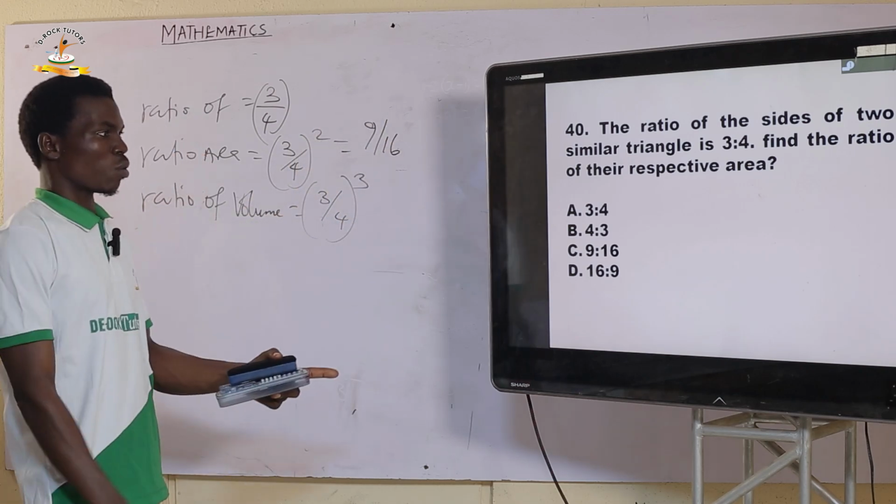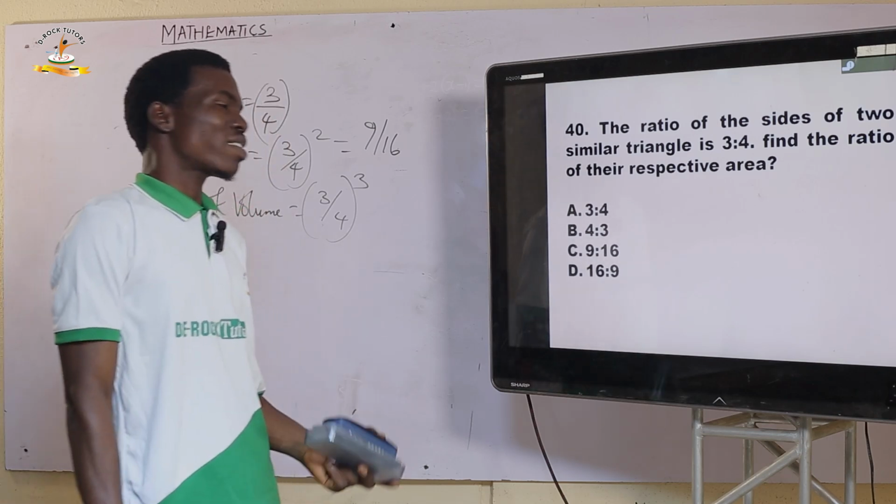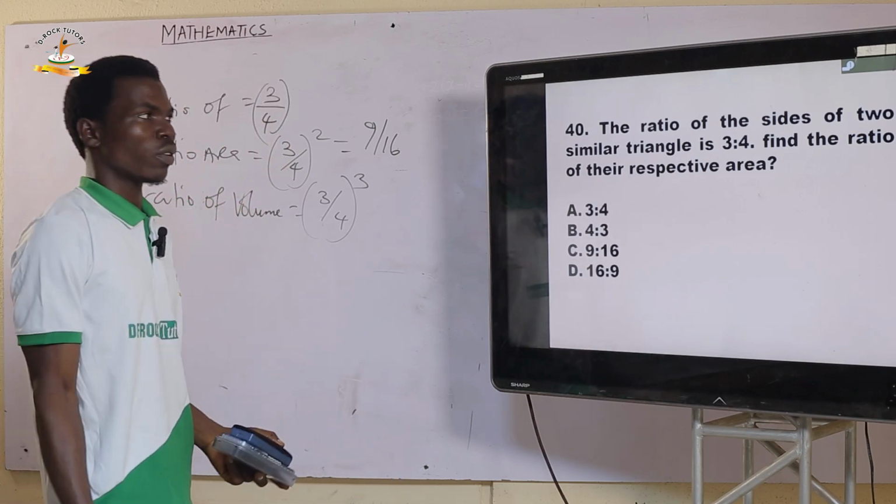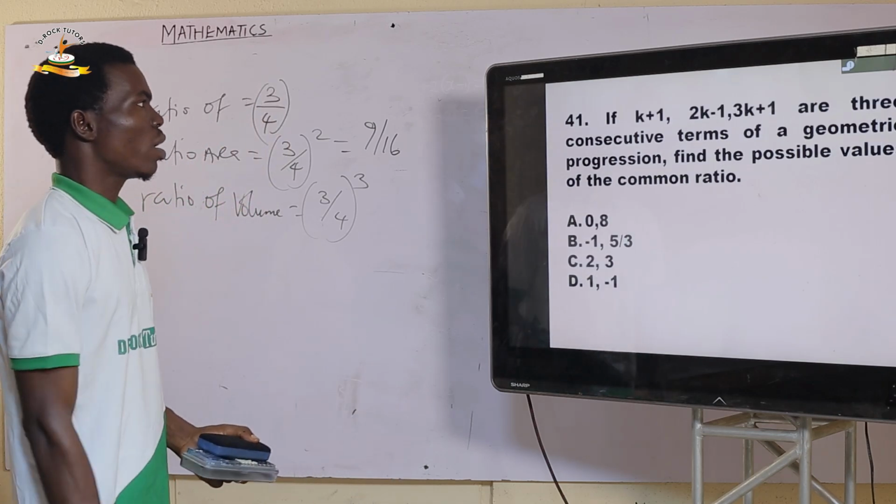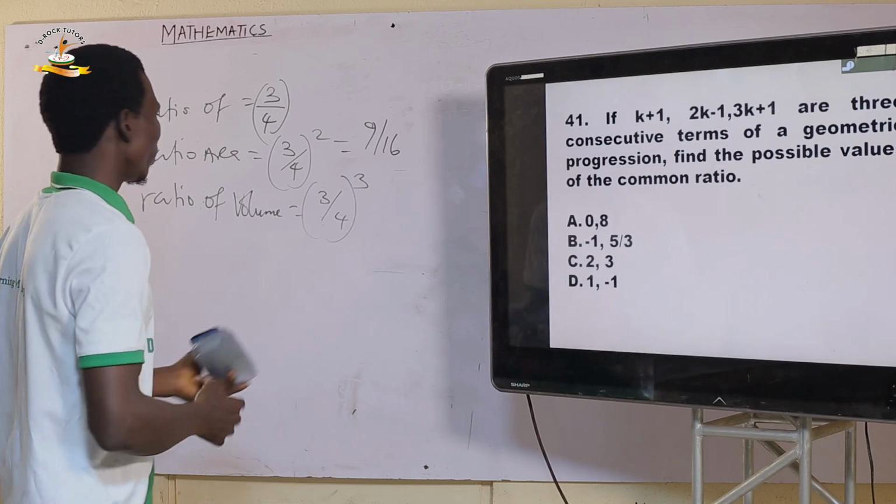9:16. So we look at what? 9:16, which is what? C. C is the right option. Our next question. Question 41.